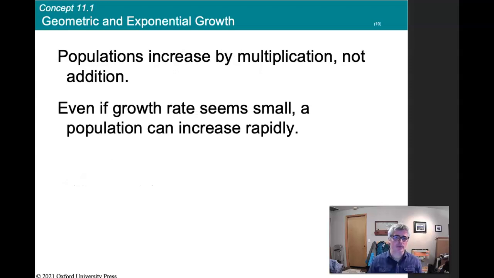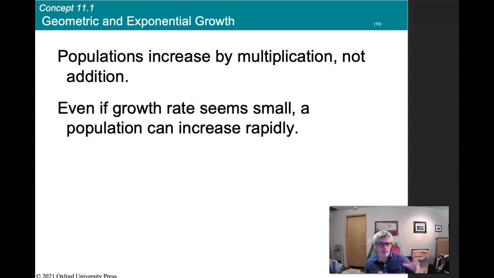And this is that populations increase by multiplication, not by addition. So even if the growth rate seems small, the population can grow rapidly. What that means is that if you start off with a population of 10 one year, and you have a growth rate of 10%, next year you'll have 11, and then next year 12.1, and so forth, where that percent is going on the current population, not your original population.